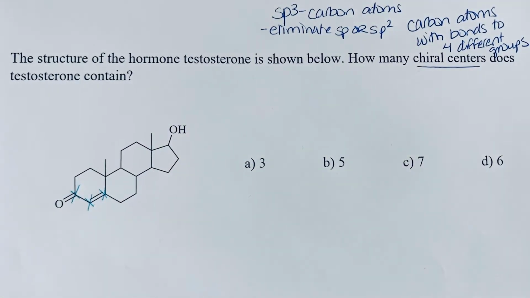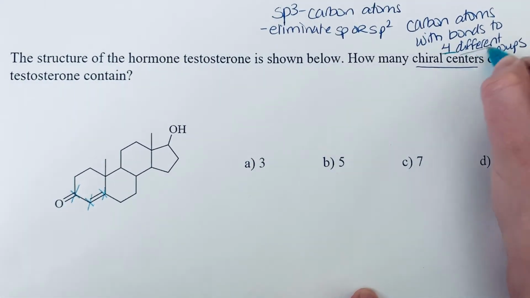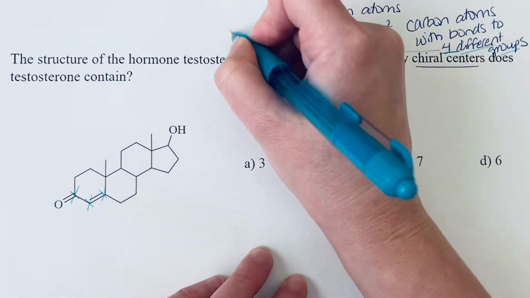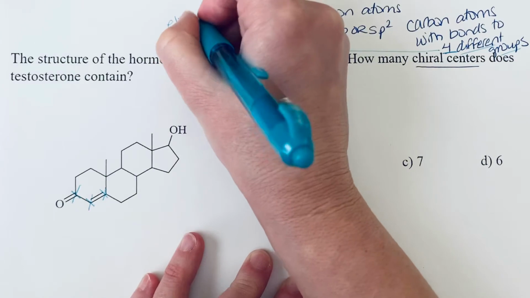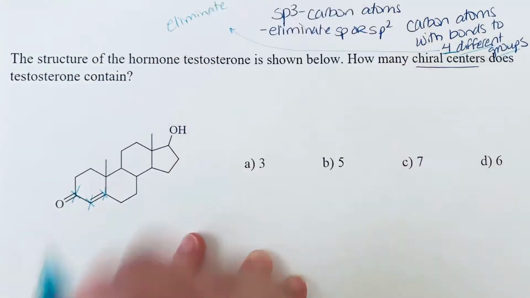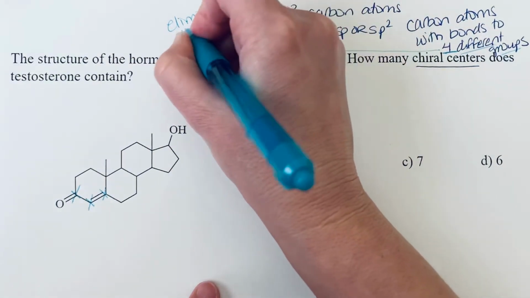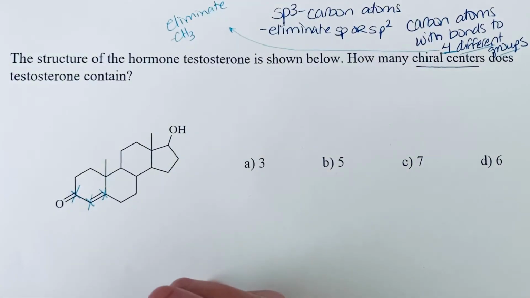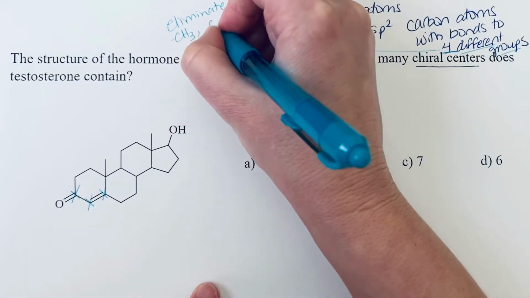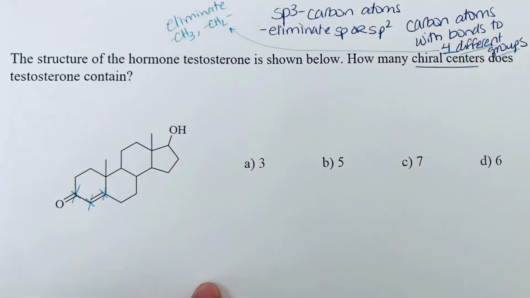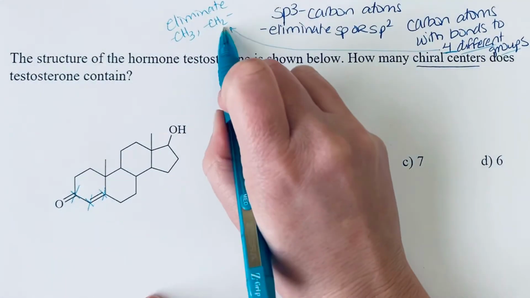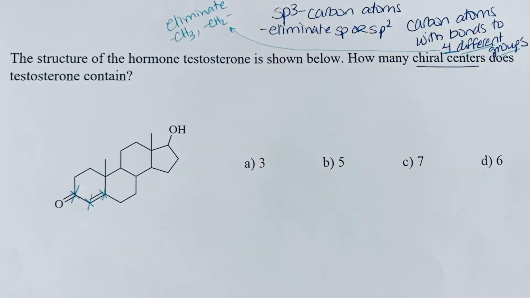And then the next thing that I would notice is that they have to be 4 different groups. So this means that I can eliminate anything where I obviously have more than one of the same group. And so where that's obvious is if you have a methyl group or a methylene group. So I'm going to eliminate any CH3s, methyl groups, or methylene groups, CH2s, because they have more than one hydrogen and those hydrogens are not different.